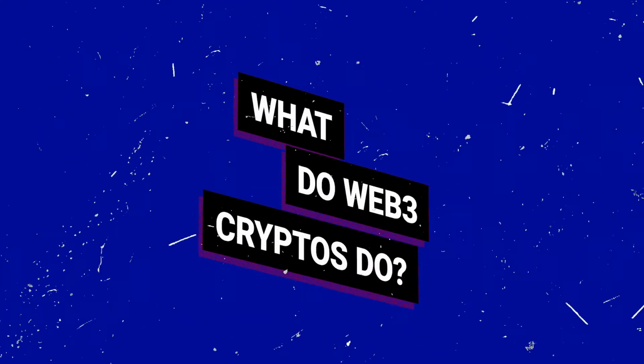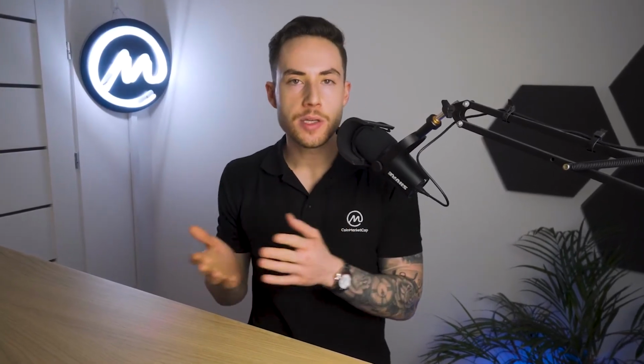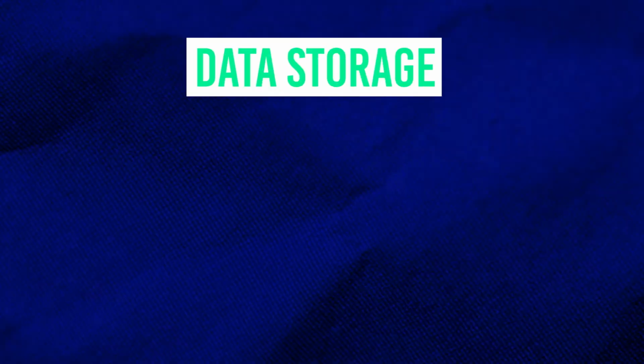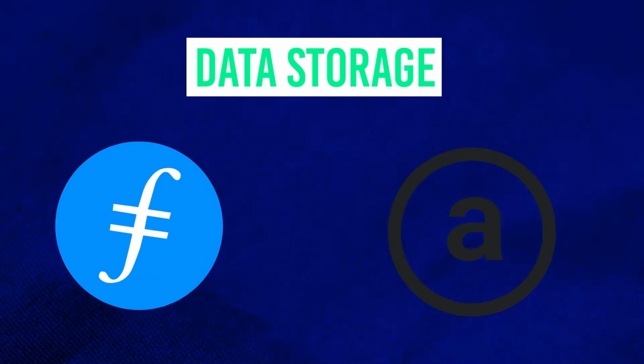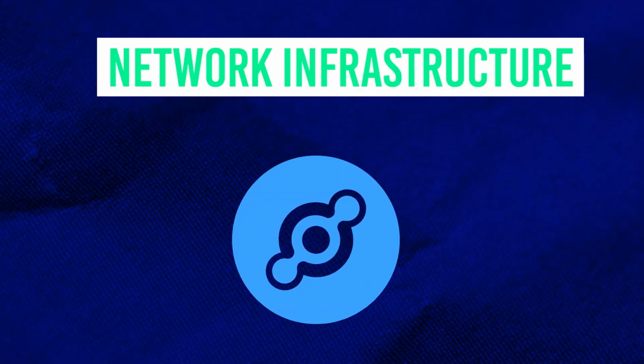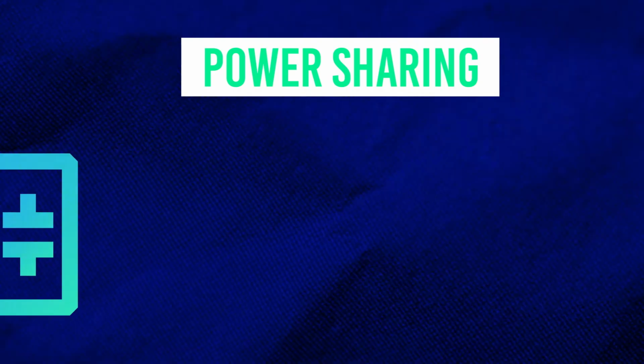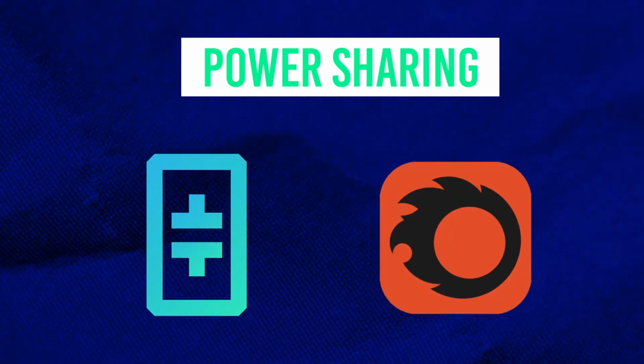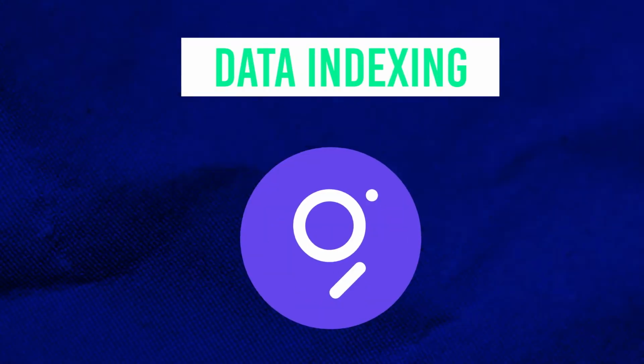What do Web3 cryptos do? Web3 crypto coins and tokens are used to incentivize a decentralized range of services previously provided by centralized tech companies. These critical services include data storage, so for example, Filecoin and Arweave, network infrastructure, Helium for example, bandwidth and processing power sharing, for example, Theta and Render, data indexing, The Graph, identification, web hosting, and social media, and much more.